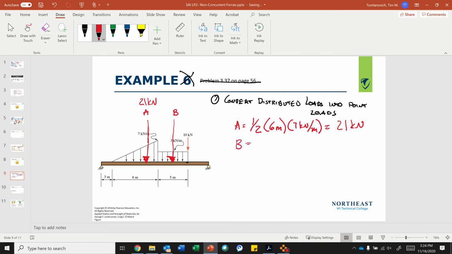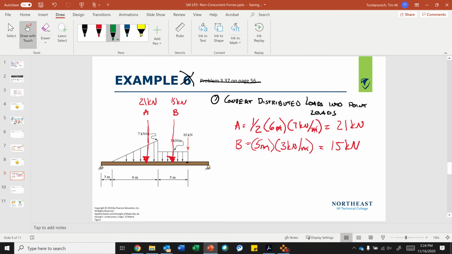Converting this uniform distributed load into a point load. It is base times height. So the length is 5 meters right here, from there to there is 5 meters, times my height of 3 kilonewtons per meter, and that equals 15 kilonewtons. Remember, the meters cancel out. So this is 15 kilonewtons.